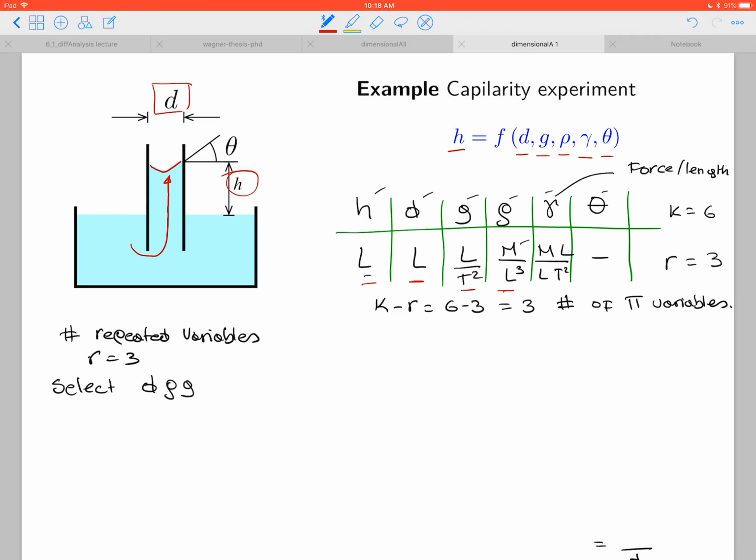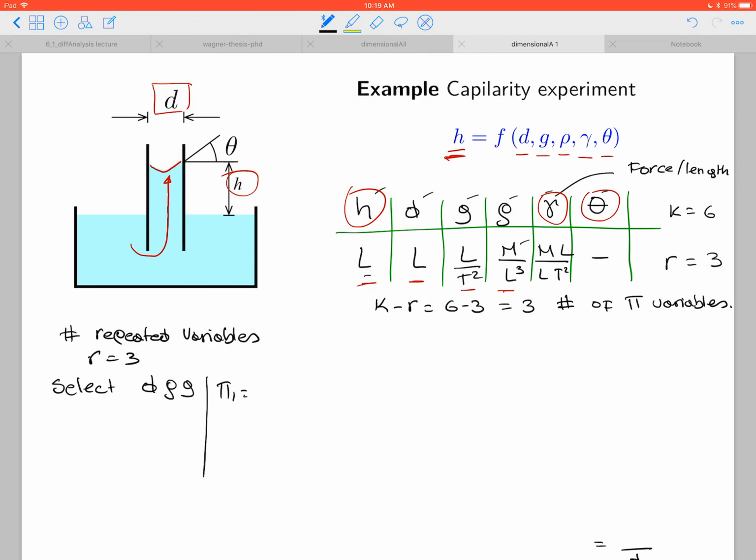Why don't we choose h? We don't choose h because it's the dependent variable, so we have to find the relationship for h as a function of something. So we keep h aside, so we can combine it with the 3 original ones. Which ones are left? We are left with h, gamma, and theta. Okay, so we are going to combine these variables.